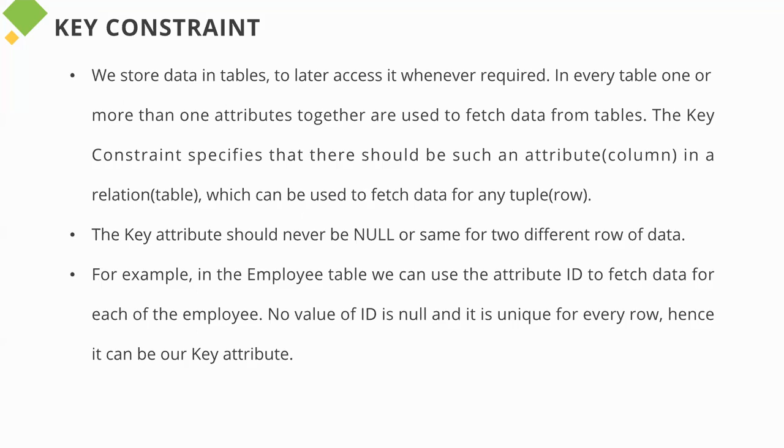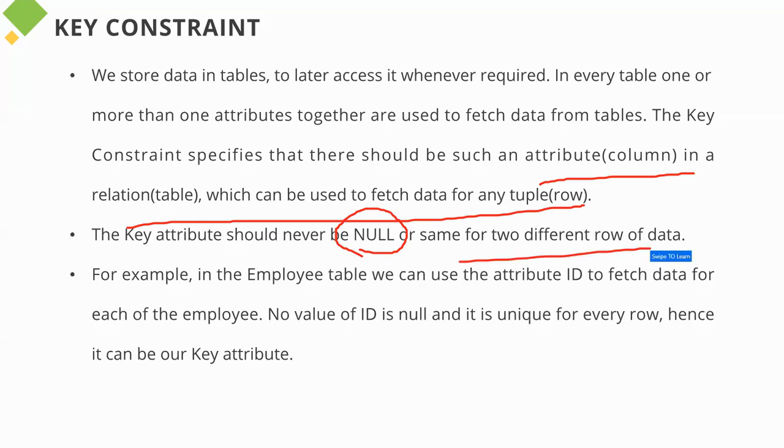So what is a key constraint? We store the data in tables, and we have many attributes, more than one attribute. The key constraint specifies that the key attribute in a column, which can be used to fetch data from a row, should never be null, similar to a primary key. The attribute should never be null and should never be the same for two different rows. It should be unique and not null. It's called the primary key constraint or key constraint, you can call it either.